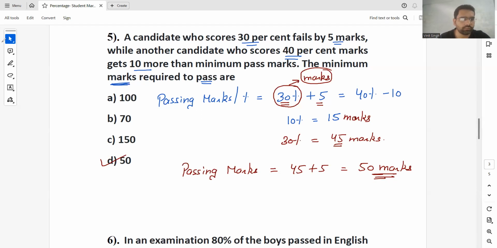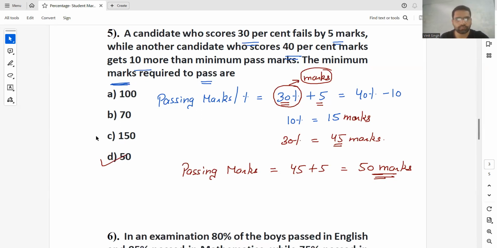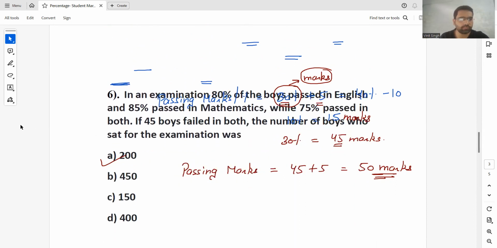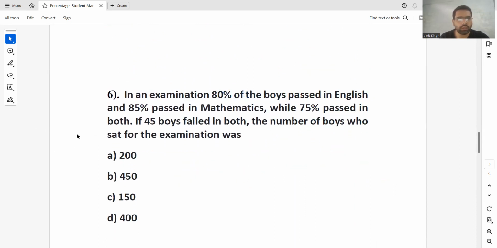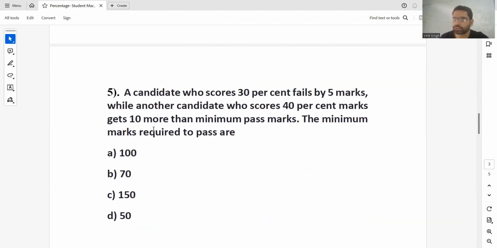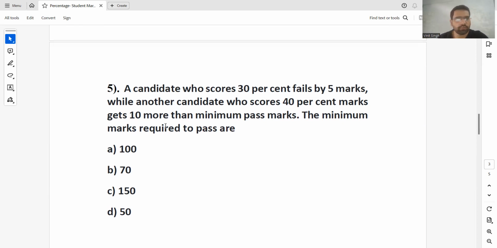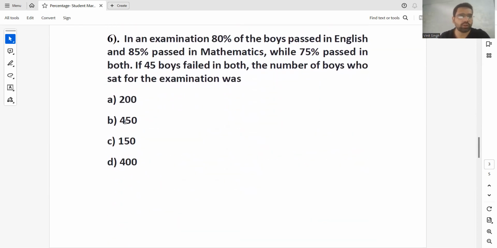Next question. Now in the previous questions, we discussed the questions based on student score, the student marks. But now here we will discuss the questions based on Venn diagram. Up to 5 questions, we discussed the questions based on student marks, score. Now, from question number 6, we will discuss the questions based on Venn diagram.